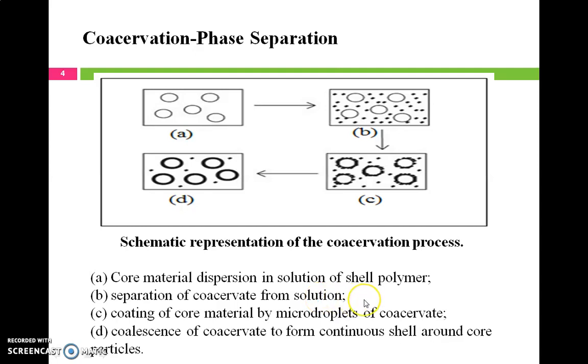When the dissolved polymer comes out of the solution, three phases are formed, that is solvent phase, core material phase and coating material phase. Diagram C indicates the coating of core material by micro droplets of co-adsorbates, meaning deposition of coating. And diagram D indicates coalescence of co-adsorbate to form a continuous shell or film around the core particle.